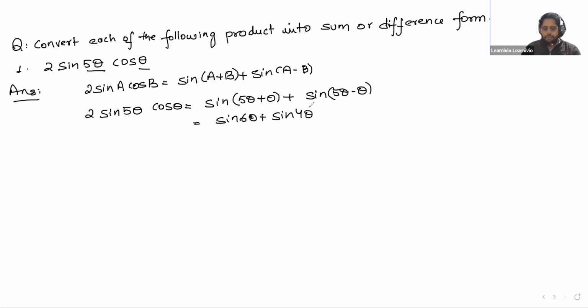Is this clear? Yes, sir. Then please try this question: 2 cos theta and cos 3 theta. Please tell the answer. And try the third one.